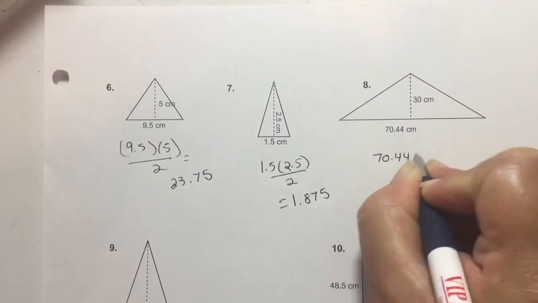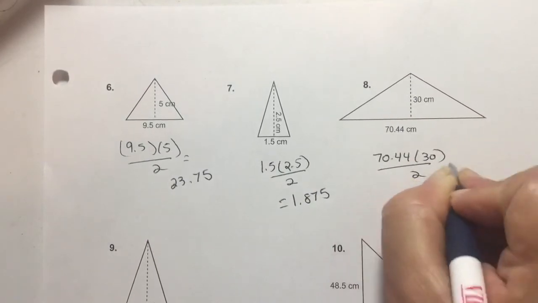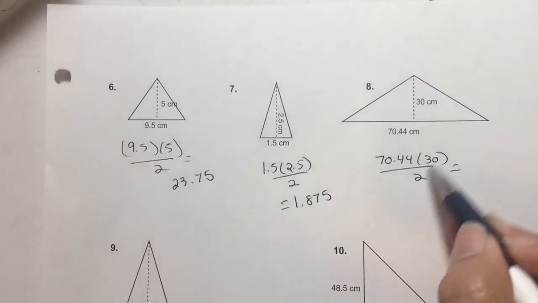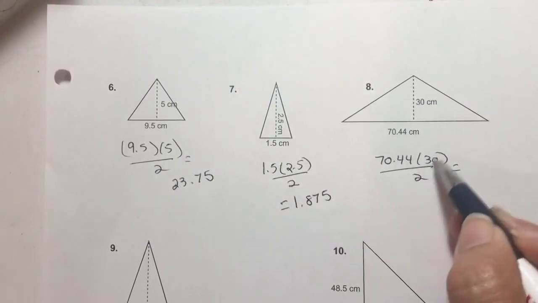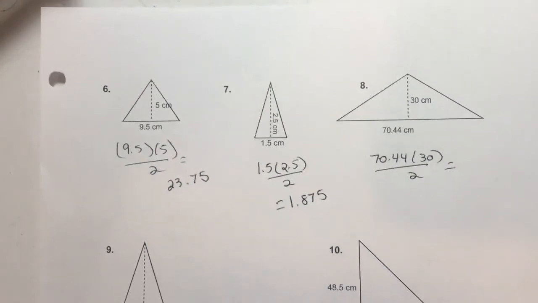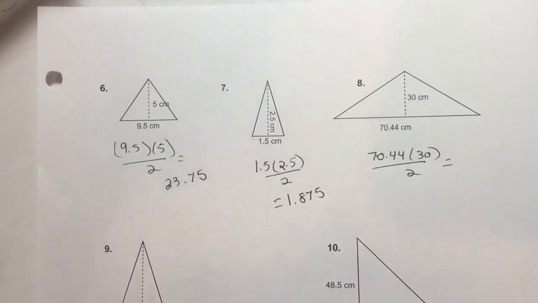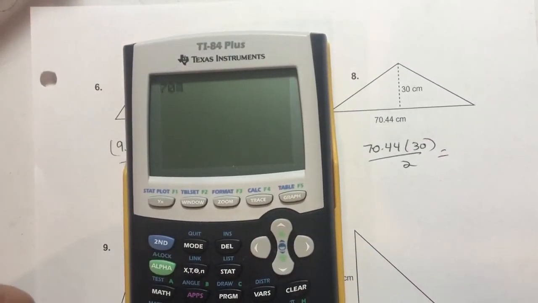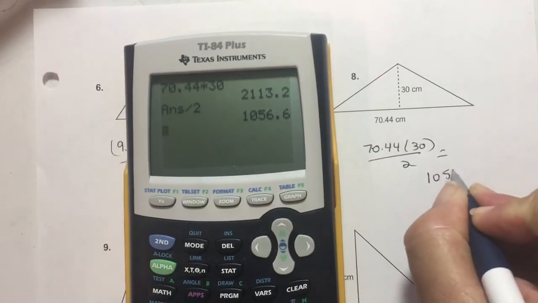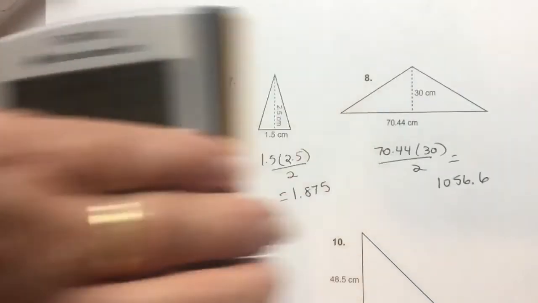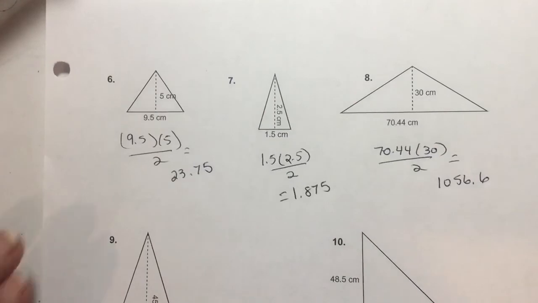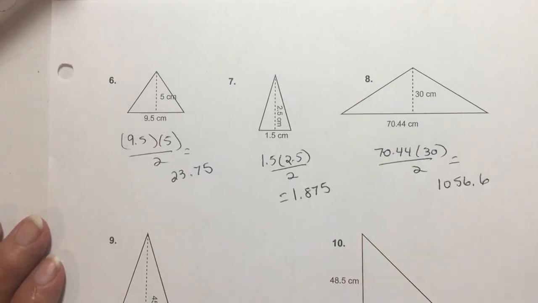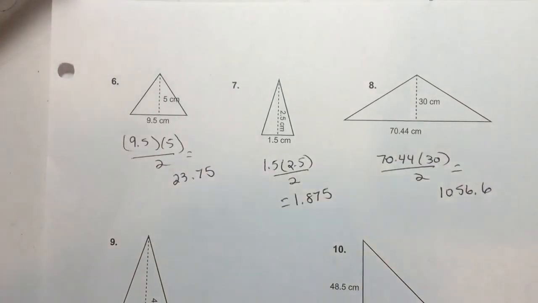All right, base times height divided by 2. Now, if you wanted to do that shortcut, you could reduce 2 into 30 as 15 and then just multiply by 15. But since I have a calculator, I'm going to go ahead and do 70.44 multiplied by 30 and then divided by 2. 1056.6. Remember, if I'm going too fast, please pause the video.